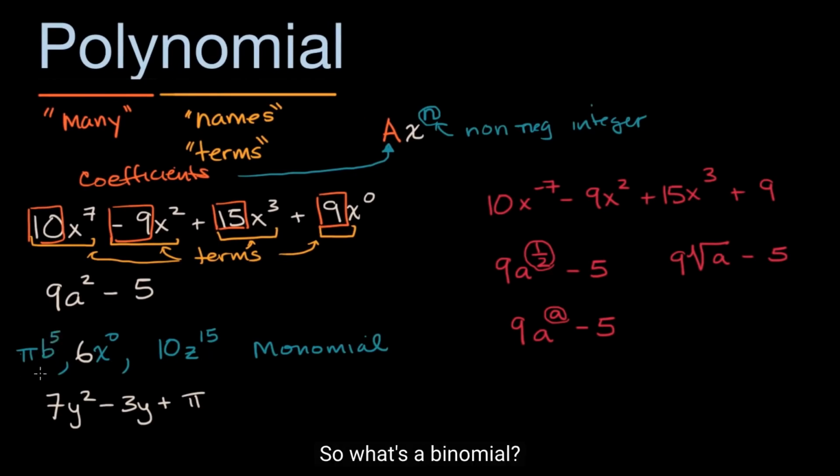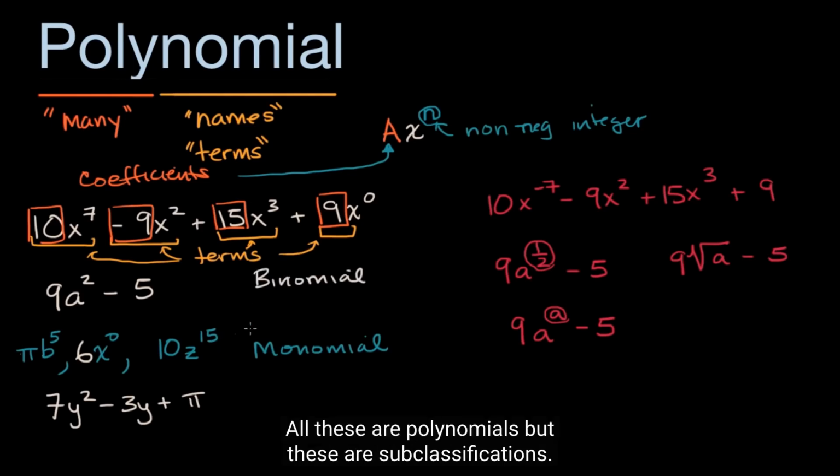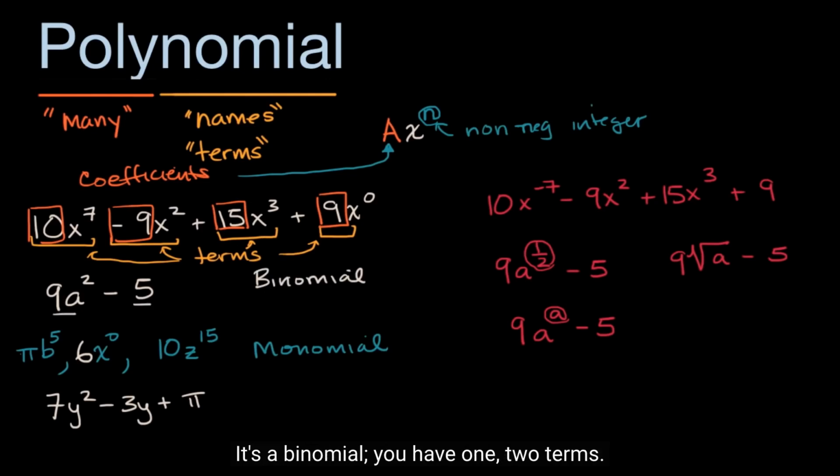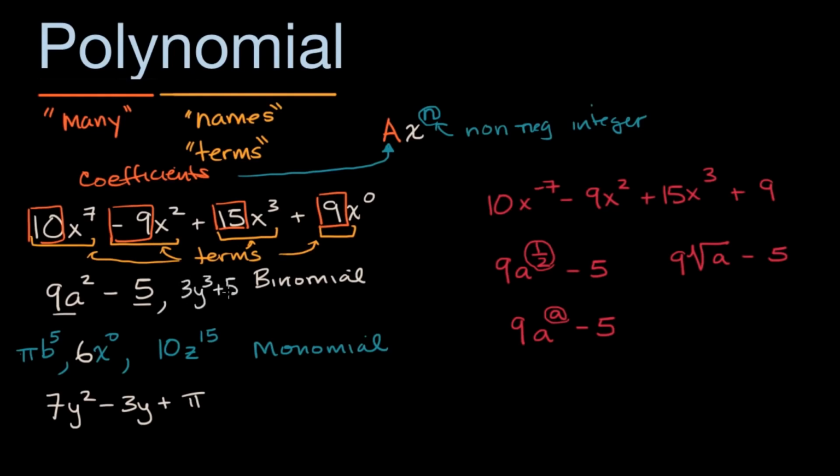So what's a binomial? Binomials are where you have two terms. Monomial, mono for one term. Binomial is you have two terms. So this right over here is a binomial. And all of these are polynomials, but these are subclassifications. So it's binomial, you have one, two terms. Another example of a binomial would be 3y to the third plus 5y. Once again, you have two terms that have this form right over here.